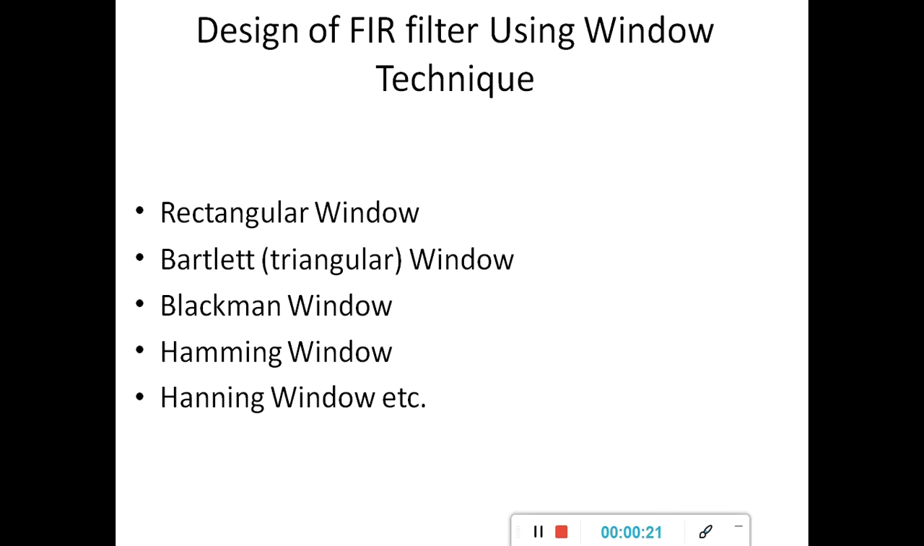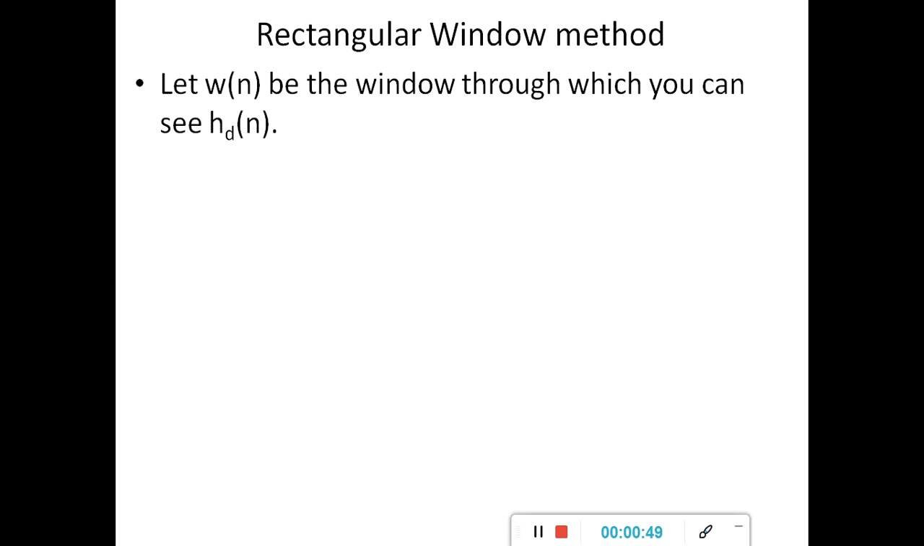Now, when I say design of FIR filter using window technique, we will be using these windows for solving the problem. One is the rectangular window, Bartlett, which is also called the triangular window, Blackman, Hamming and Hanning window. Each of these windows has its own equations, so it is inevitable that you must remember the equations in examination.